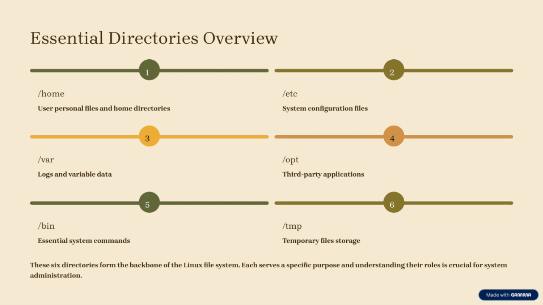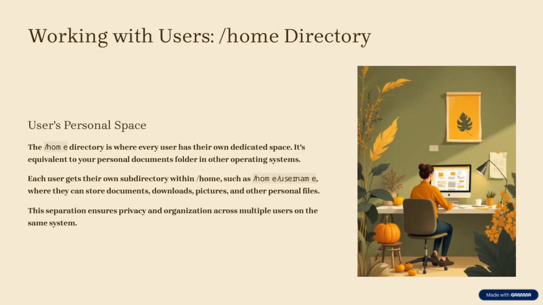Linux system administration. Now, this separation really helps ensure privacy and keeps things organized when multiple users are on the same system. Each person gets their own subdirectory within the home folder, like /home/username. This is where they can store all their personal files, documents, downloads, pictures, and more. Think of it as their own personal space on the computer. The home directory is essentially the dedicated area for each user, much like your personal documents folder on other operating systems. It's a simple but effective way to keep everything tidy and private, especially when several people are using the same machine.